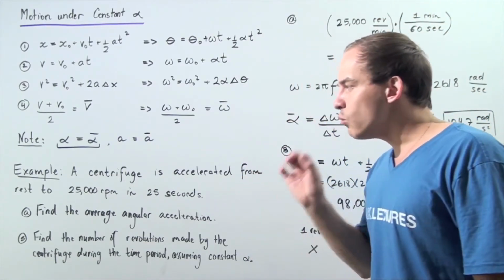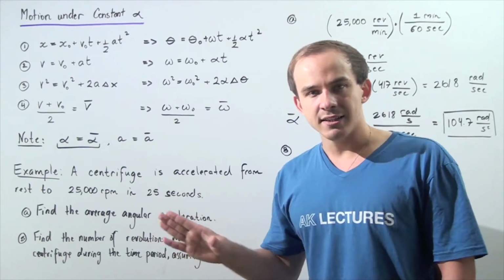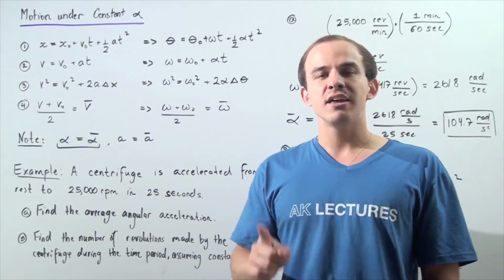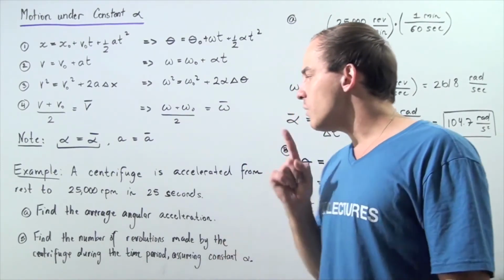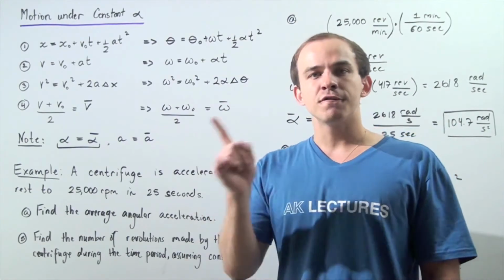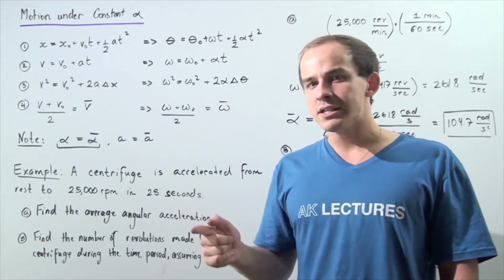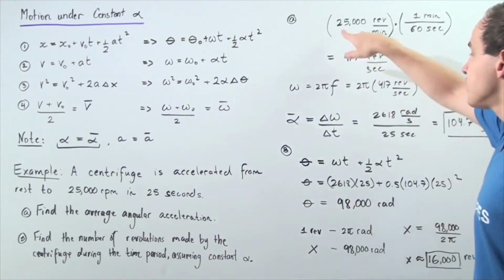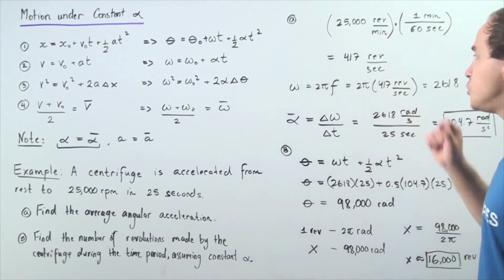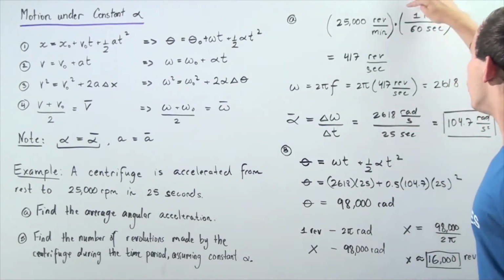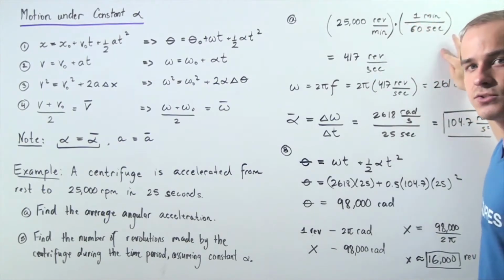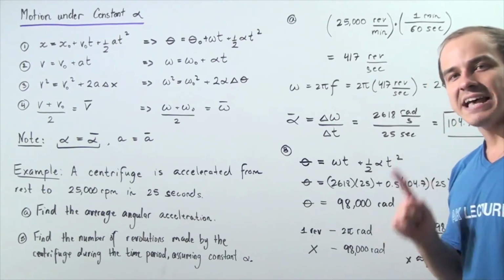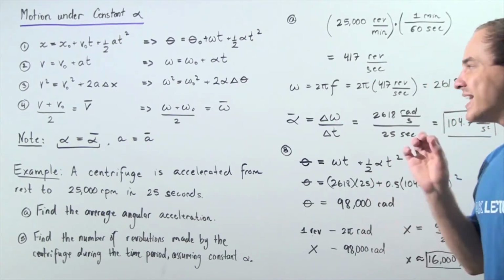Now, we basically want to use the frequency to calculate the angular velocity, and then we use the angular velocity to calculate the angular acceleration. But before we use the frequency, we have to convert the frequency from revolutions per minute to revolutions per second. So that basically means we take our quantity of 25,000 revolutions per minute and we multiply it by 1 minute divided by 60 seconds. So the minutes cancel and we're left with approximately 417 revolutions per second is our frequency.